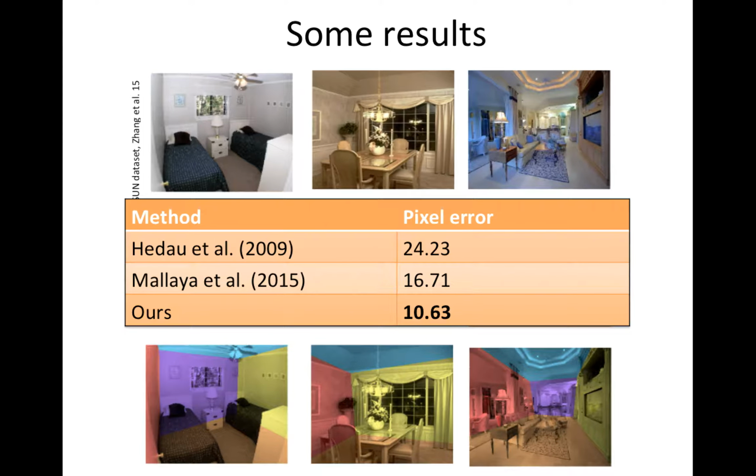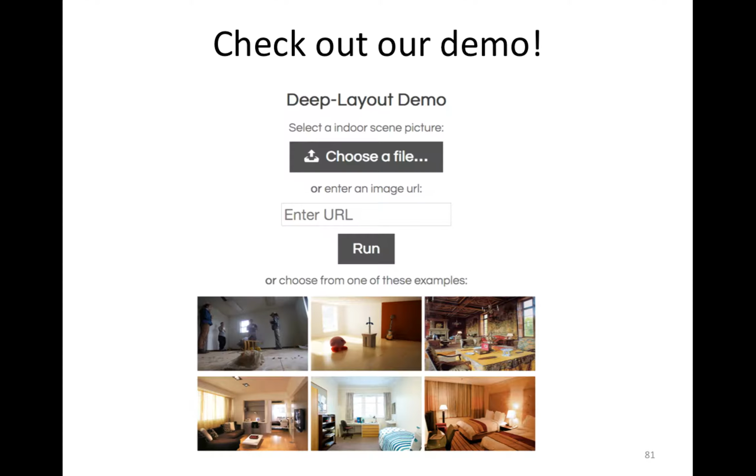Quantitative evaluations on the LSUN dataset show superior performance compared to 2 baseline methods. Performances are measured in terms of pixel error in associating the 4 class labels. If you visit our project webpage, you can play with the demo where it is possible to upload images of rooms and obtain a 3D layout estimation in return.